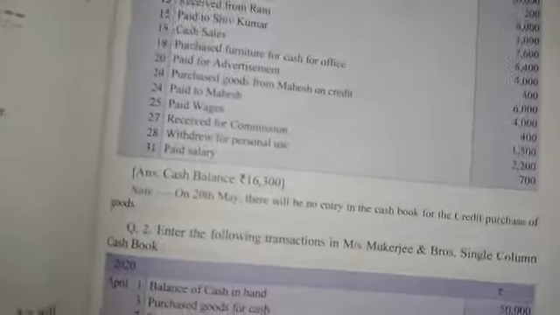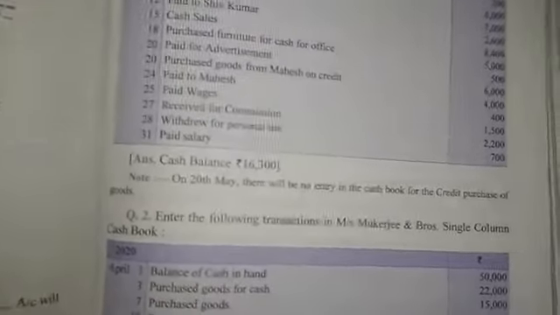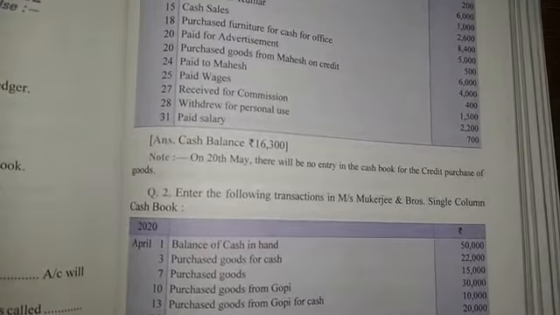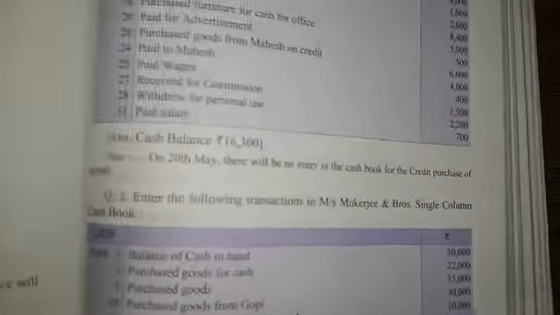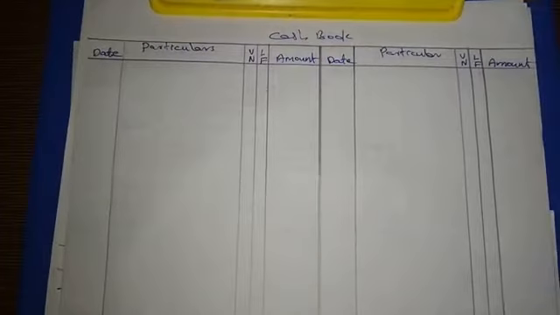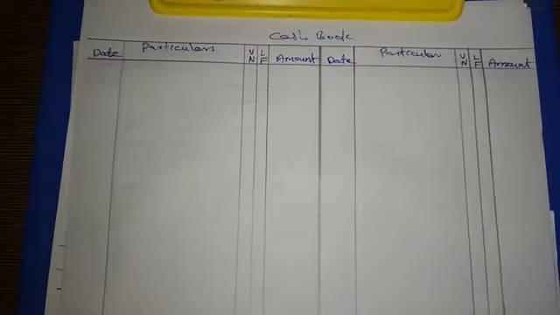Actually, this class we started through our Zoom class, and the first question we solved live. Then the second question's answer you can watch now. Before starting, you have to first make the column like that. The format of single column cash book is given in the textbook. So first you make the column like that, then only you can start to watch the video.